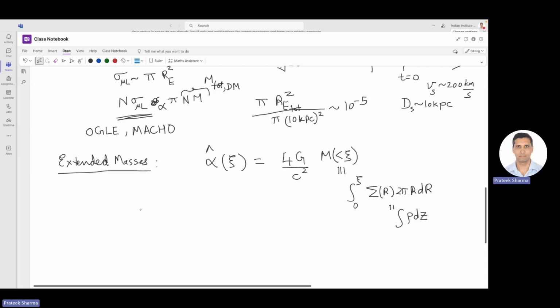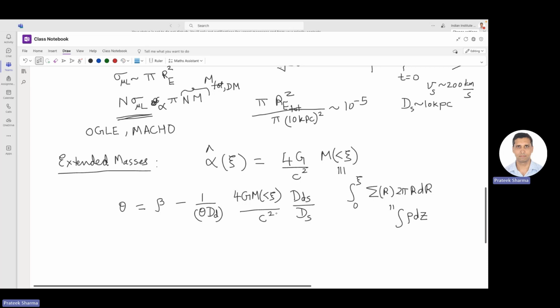Okay. So what does our lensing formula become? It becomes theta equals beta minus 1 by theta times D_d. So this is nothing but xi, remember. And 4G M(less than xi) by c squared times D_ds by D_s. It's the same thing that I did previously, just plugged in this formula. This is your expression. If it is a point mass, this just becomes a constant value, and then this is just the previous formula that we had.